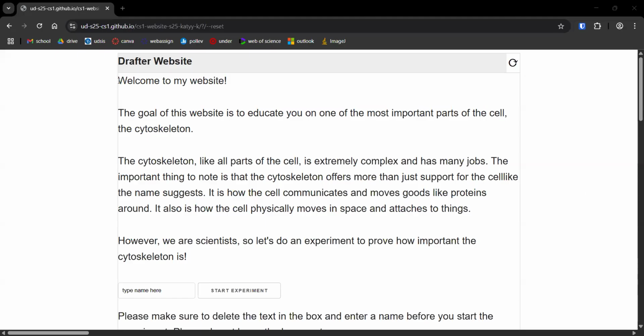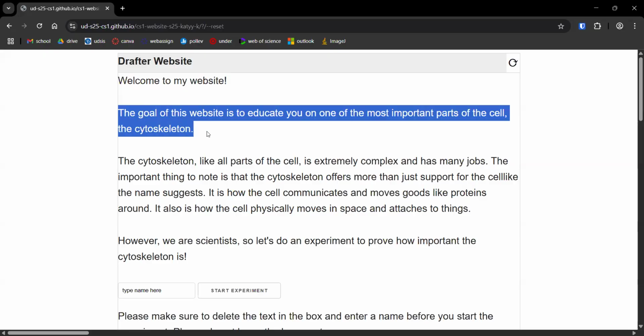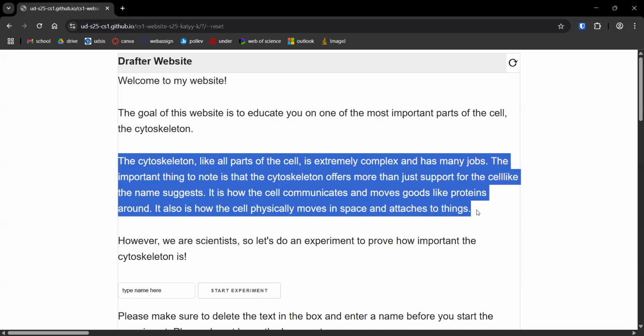When you first enter the website, you'll see a welcome message. Welcome to my website. Here I state the goal of my website, which is basically to educate people on the cytoskeleton, which, as I describe here, is part of the cell that's responsible for many things like support, moving around, and even moving goods like proteins inside the actual cell.